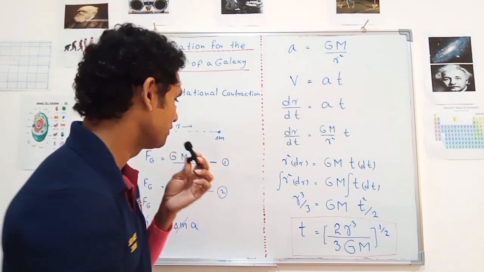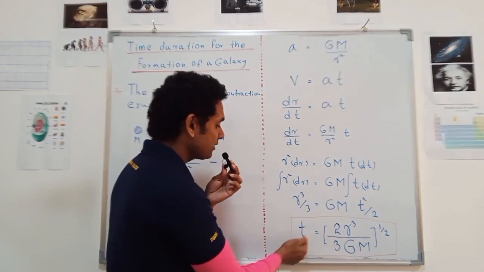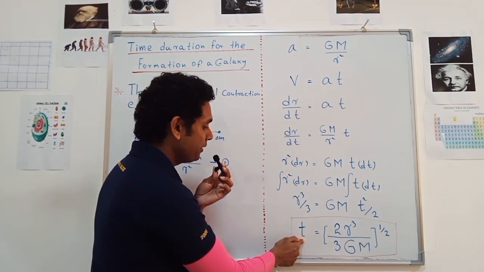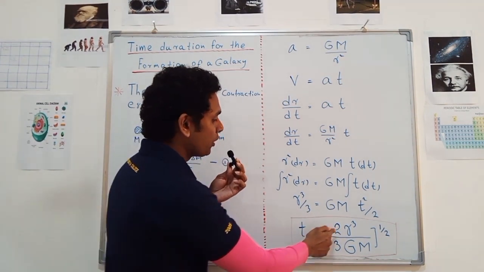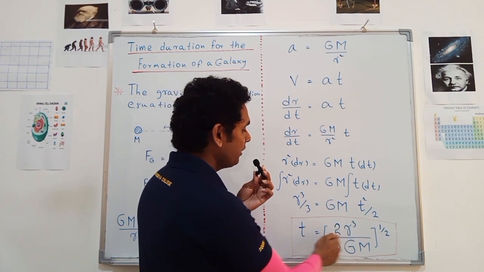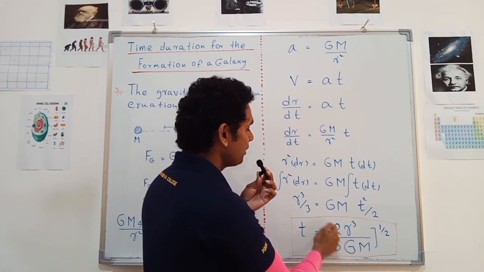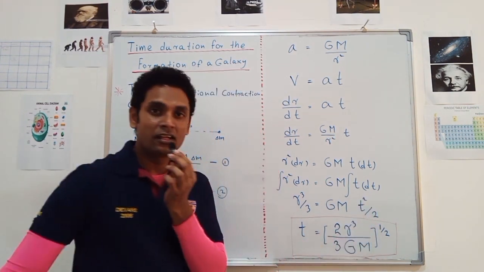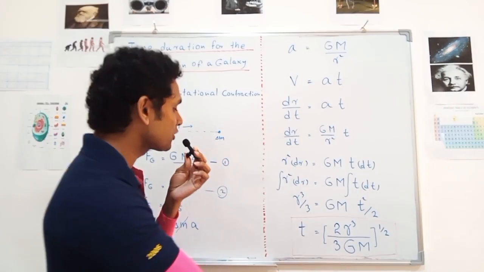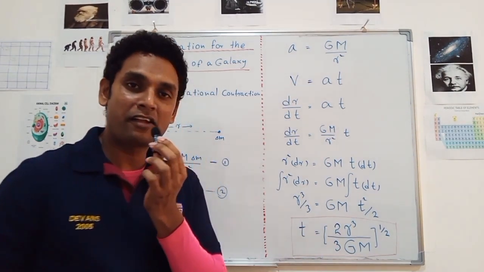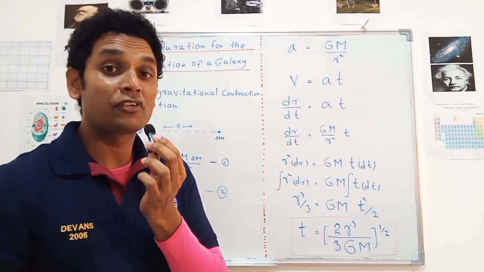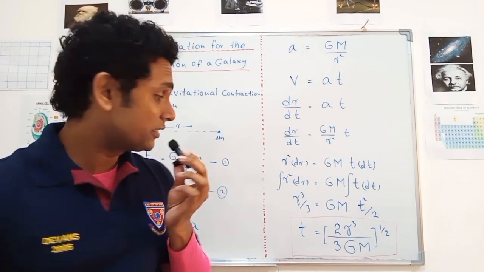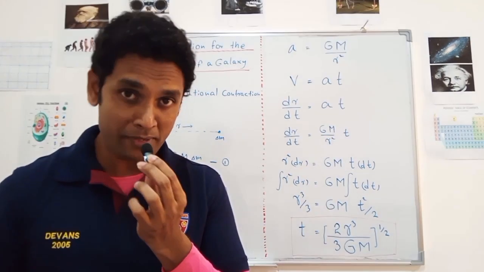So finally, after making t the subject, the equation will be t equals 2r to the power 3 divided by 3GM, all to the power half, meaning the square root. So this is the equation for the time duration of the gravitational contraction, and this is the equation derived by me as well.